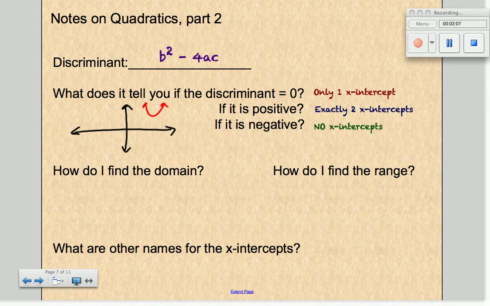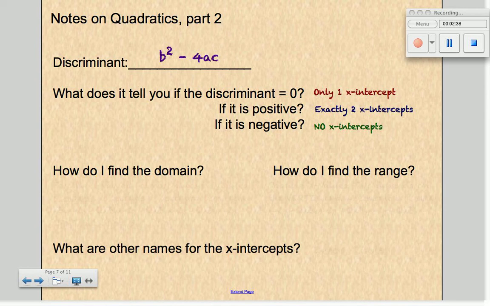So if the discriminant is negative, my graph kind of looks like this. It's never going to cross the x-axis. Or maybe it opens down. It never crosses the x-axis, so if the discriminant is negative, there will be no x-intercepts. If it's positive, exactly two x-intercepts. And if the discriminant is 0, then I will have only one x-intercept.